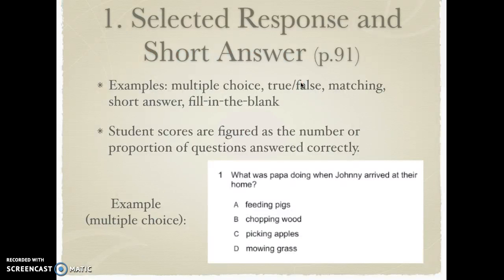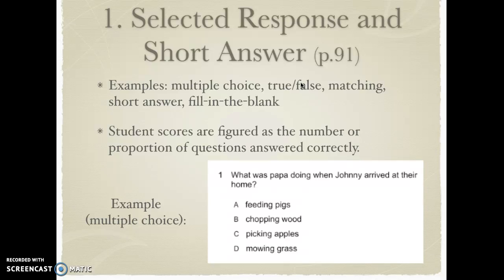So diving into our selected response and short answer, this is in detail on page 91 in case you have any questions here. So our examples are multiple choice, true/false, matching, short answer, fill in the blank. All things that we're very familiar with. Now it's just categorized for us in correct language. So our student scores with selected response and short answer are figured as the number or proportion of questions answered correctly. I provided an example of a multiple choice selected response that we would be familiar with, just to put some visual to this information.